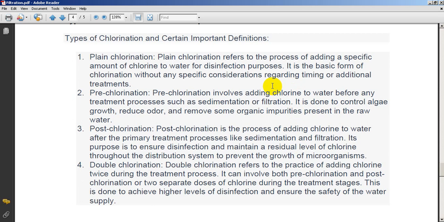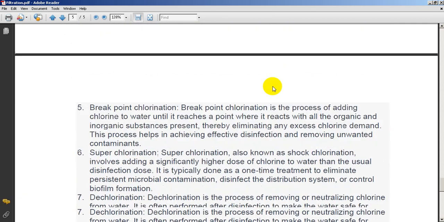4. Double chlorination. Double chlorination refers to the practice of adding chlorine twice during the treatment process. It can involve both pre-chlorination and post-chlorination or two separate doses of chlorine during the treatment stages. This is done to achieve higher levels of disinfection and ensure the safety of the water supply.